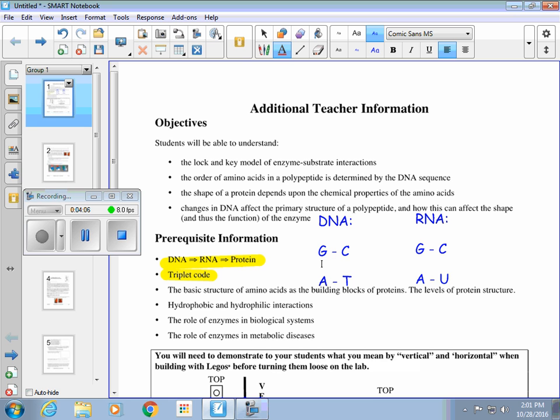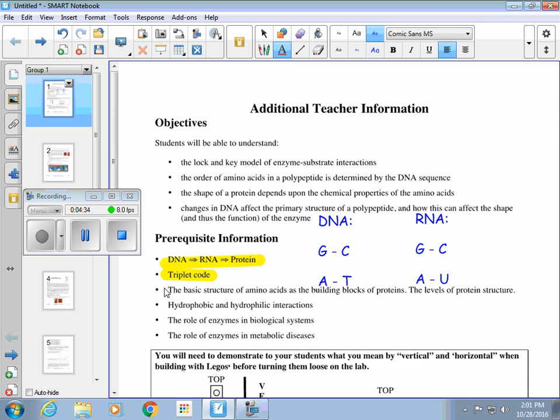In DNA, nitrogenous bases have a complementary pair. They have a complementary base. So G always goes with C, and A always goes with T. Easy way to remember this: Greece Central, Arcadia Titans. When you're working with RNA, the only difference is that RNA does not have a T, it has a U for uracil.